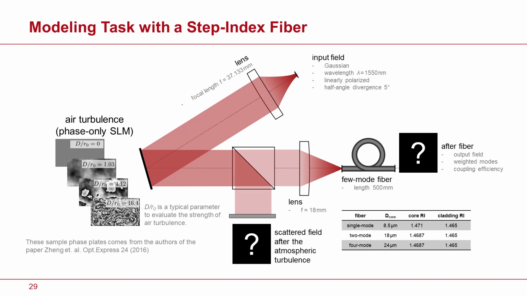beam that has already interacted with the air turbulence, will propagate on towards the second lens that will focus it onto the entrance of a few mode fiber. And then we can also investigate the output after the fiber, which has a length of 500 millimeters. Some additional parameters of the problem are also shown on this slide.